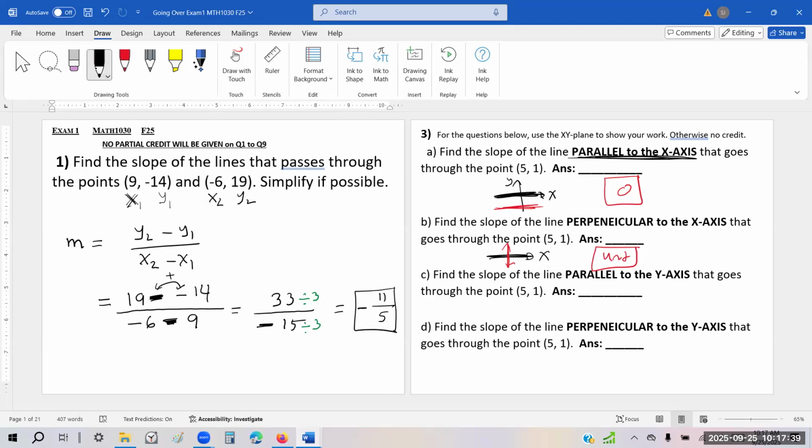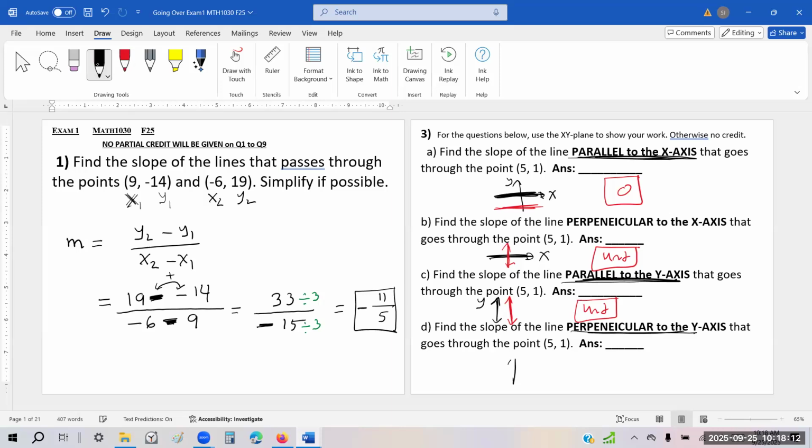Same scenario, the next one, parallel to the y-axis. So draw your y-axis. This is your y, and it's a parallel line. So you're going to draw another line exactly like your y-axis. And you can see clearly these are vertical lines. It doesn't matter which vertical line you have, all the vertical lines have what slope? Undefined.